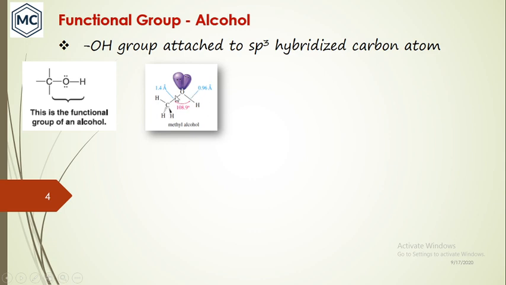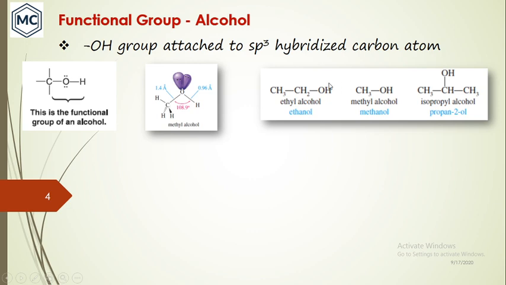The hydroxyl group is attached to an sp3 hybridized carbon atom, so it has a tetrahedral shape. Industrially, there are many useful alcohol products, like ethanol, which is highly useful nowadays, wood alcohol, that is methanol, and isopropanol, which is extensively used nowadays, especially in sanitizers.